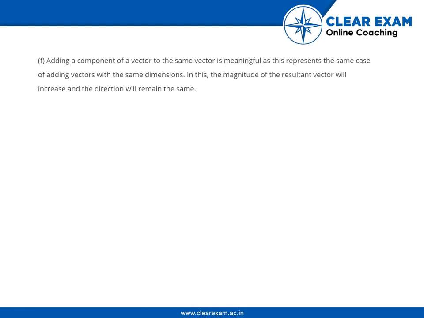Adding a component of a vector to the same vector is meaningful as it represents the same case of adding vectors with the same dimensions. In these, the magnitude of the resultant vector will increase and the direction will remain the same.